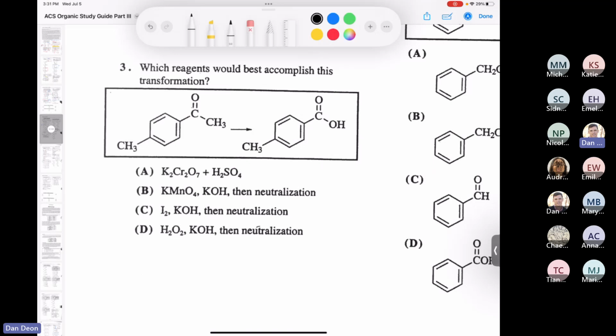So somebody says potassium permanganate. Somebody else says so we have chromic acid in the first one. Then we have potassium permanganate and potassium hydroxide in the second one. The next one is an iodination reaction, right?